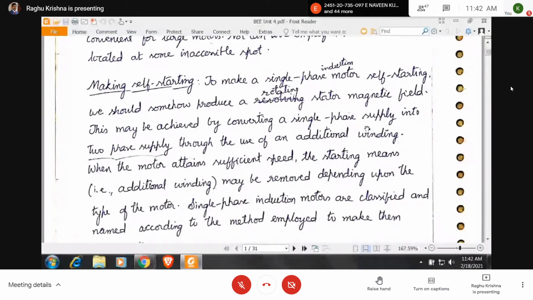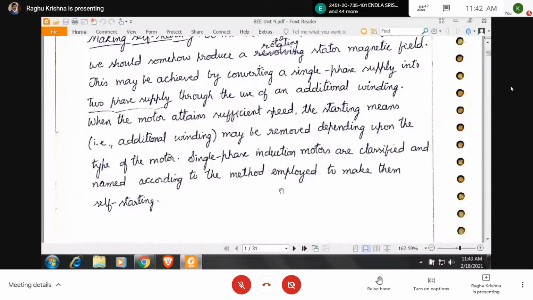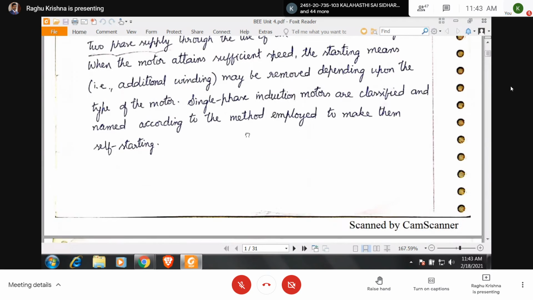So if we use additional winding, we are going to have a two-phase supply. When the motor attains sufficient speed, the starting means, that is the additional winding, may be removed depending upon the type of the motor. The single phase induction motors are classified and named according to the method employed to make them self-starting.